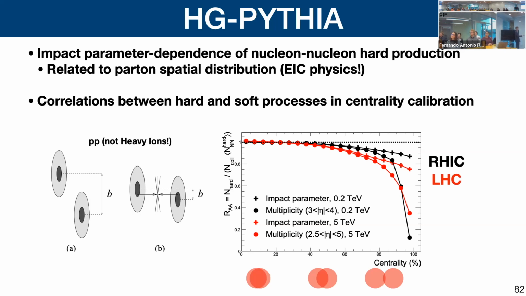Okay. So that's the crosses. Then there's a second effect, which is that experimentally, whenever we do the centrality calibration, we can't access the actual true value of the impact parameter.